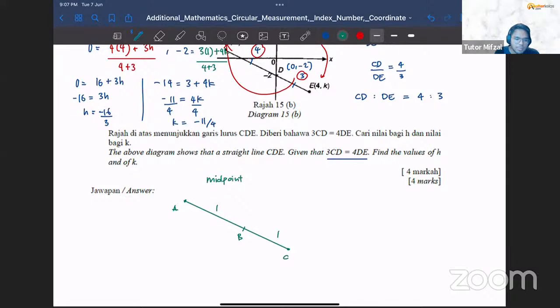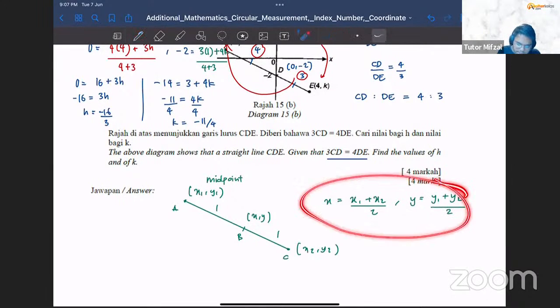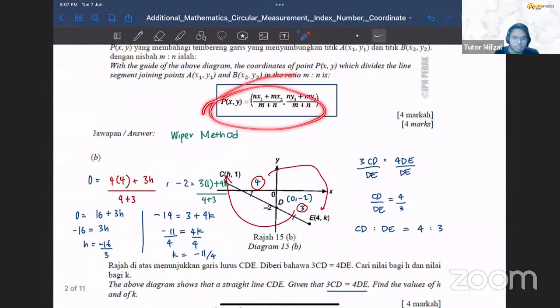So your midpoint formula is just, hold on, let me write this down. x is equivalent to (x1 plus x2) divided by 2, and y is equivalent to (y1 plus y2) divided by 2. Kalau you lihat betul-betul, you can apply the same concept using this formula too and you will still get the same answer.